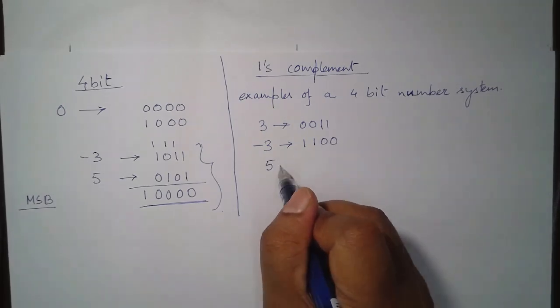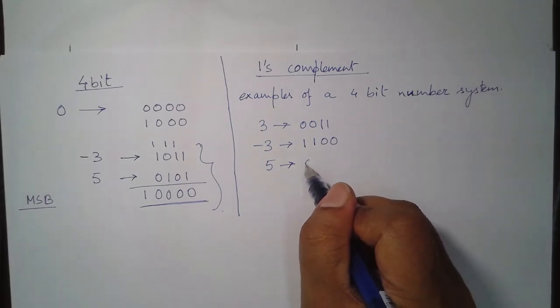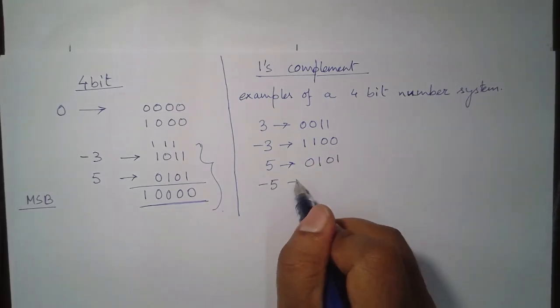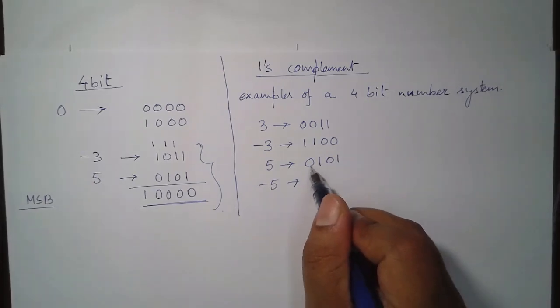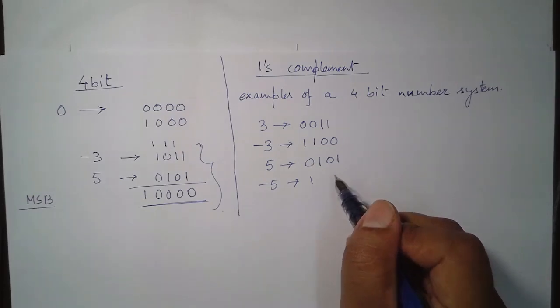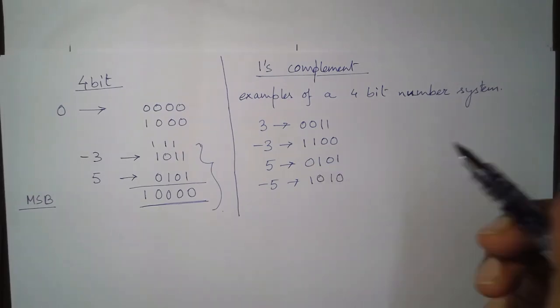Similarly, 5 in the 4-bit number system will be represented as positive 5, and minus 5 will be just making all ones into zeros and zeros into ones. All right.